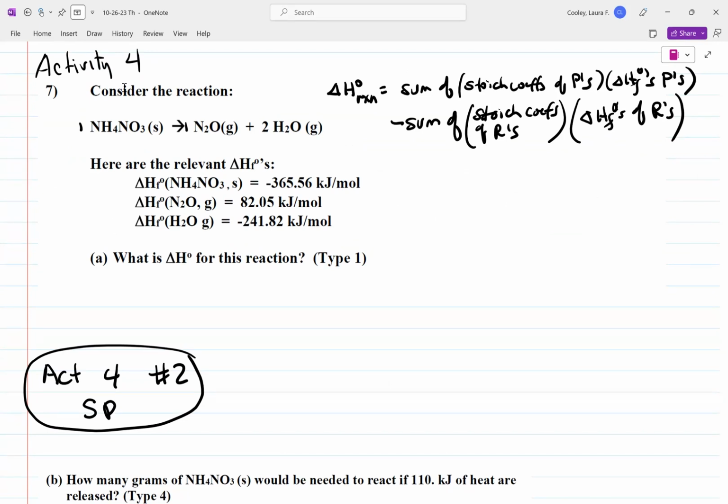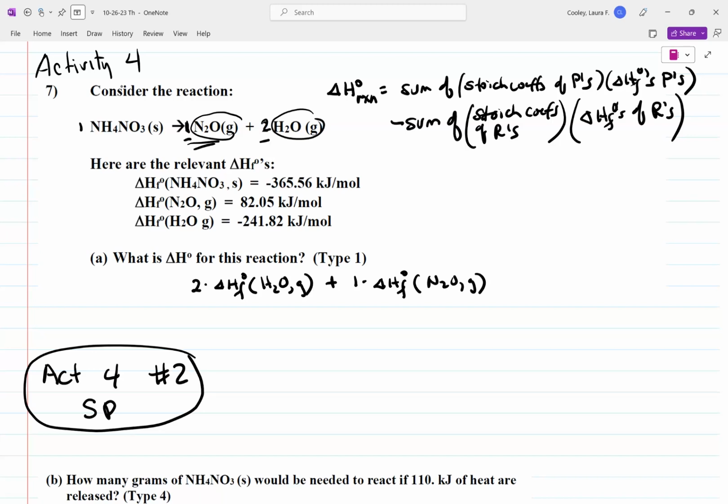You want me to start it with you? All right, we got coefficients here of the products. It's always products minus reactants. So we have 2 times the delta HF zero of water in the gas phase. And what do I have to add to that? Here's another one, another product. Plus 1 times the delta HF zero of N2O. Right, I'm adding up all the coefficients multiplied by each delta HF zero. For the products, yes.